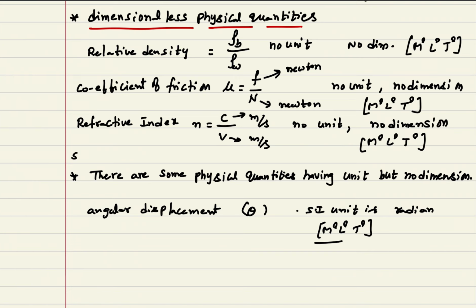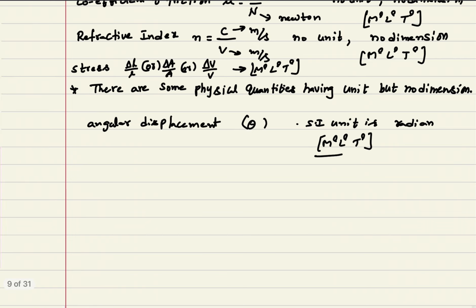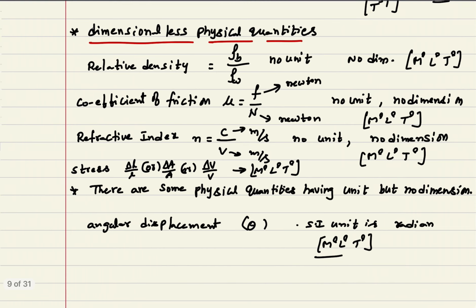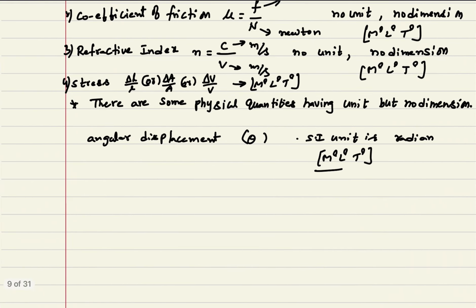Similarly, earlier also I have not written a few things here. Strain. Strain you can write as change in length by original length, or change in area by original area, or change in volume by original volume. That will also be dimensionless, M power 0, L power 0, T power 0. You can keep that also. Strain also you have to remember. Okay. Now you can see these are some physical quantities which do not have dimensions. Above cases 1, 2, 3, 4 I have given. Here angular displacement is one of the examples.